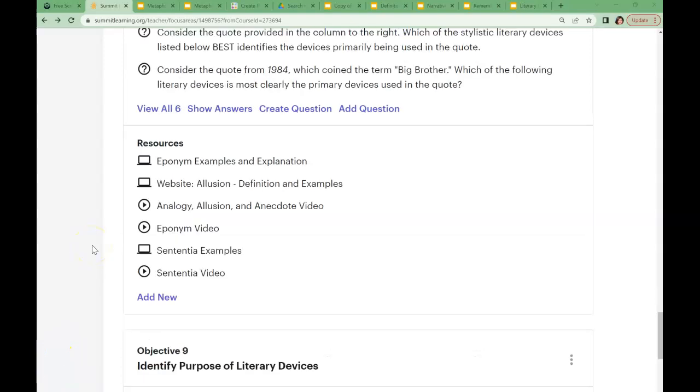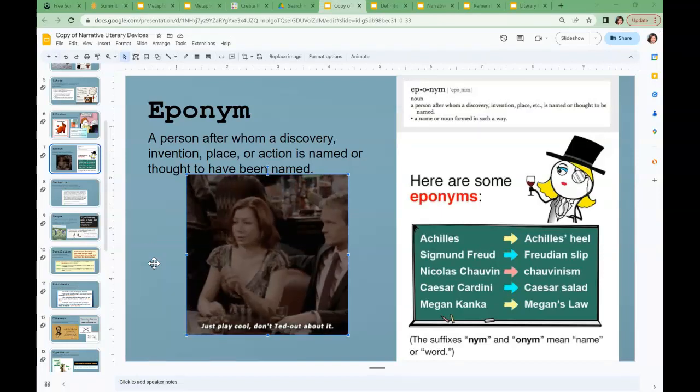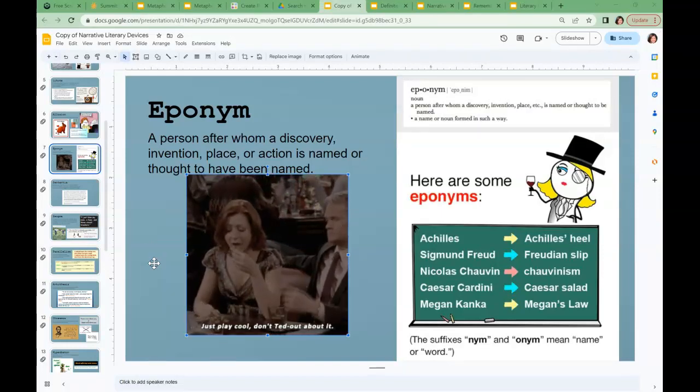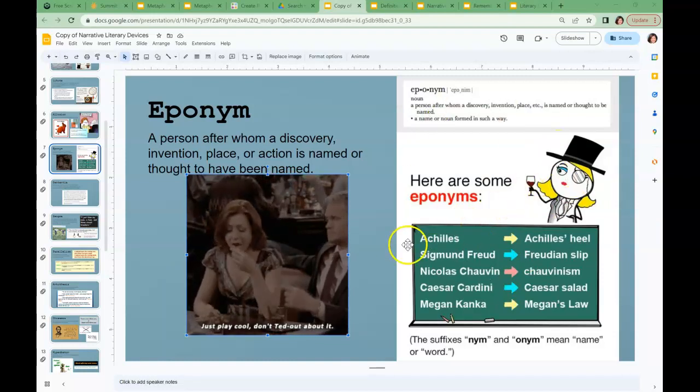All right. And last but certainly not least, we are going to talk about eponym and sententia. There's some other ones grouped in here, but those are the two new terms that I want us to talk about. All right, so an eponym is a person after whom a discovery, invention, place, or action is named or thought to have been named. So there's some examples over here.